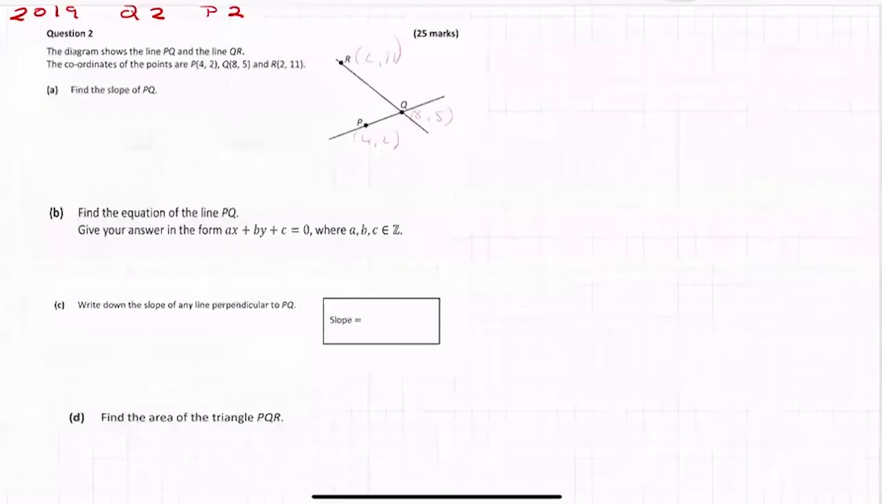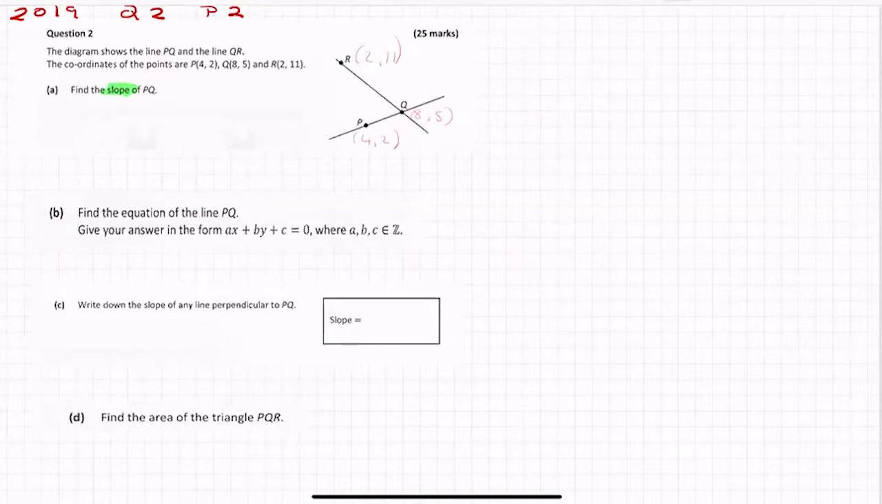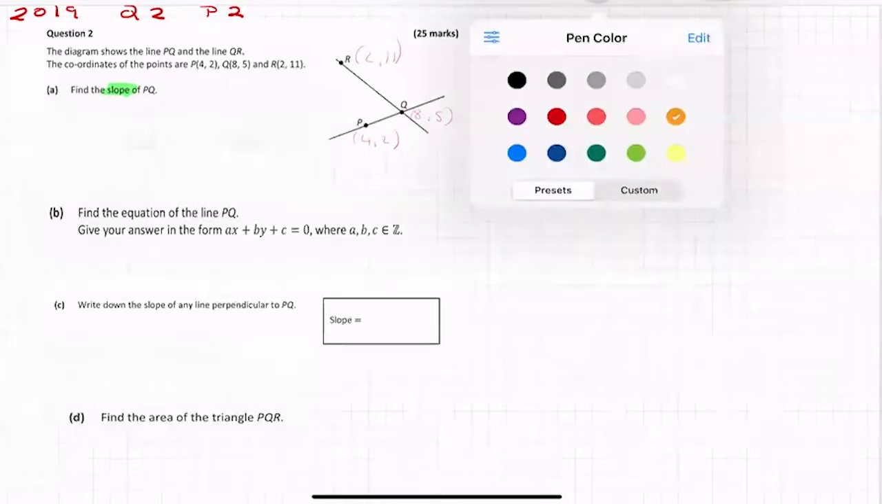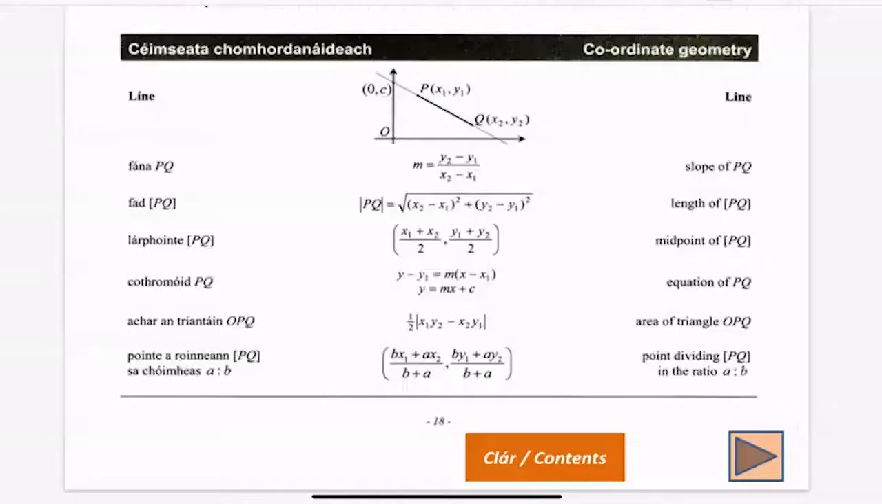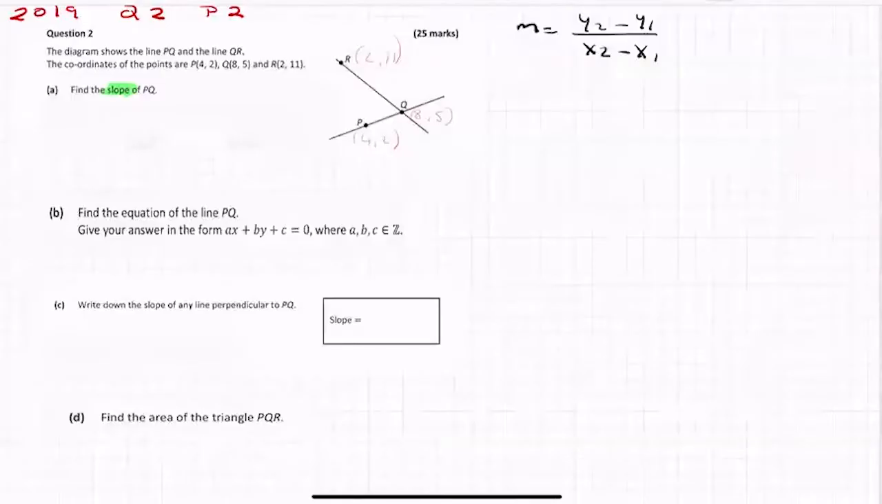Okay, so what were we asked for here? We were asked for the slope. So in any of these questions, always write down the formula, because that tells the examiner that at least you know what you're doing, you know what chapter it was, you know what formula you should be using, even if you can't use it. At least you get the marks for knowing that there is an equation for a slope, and here it is.